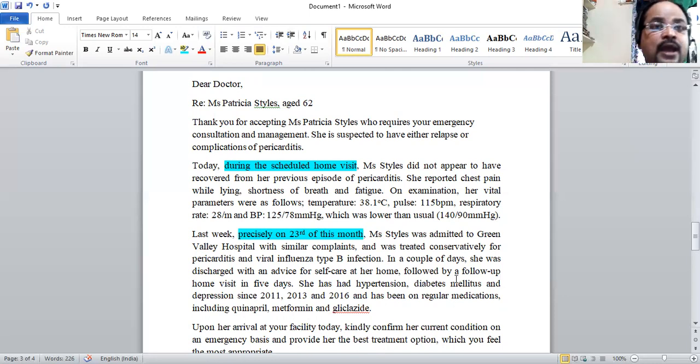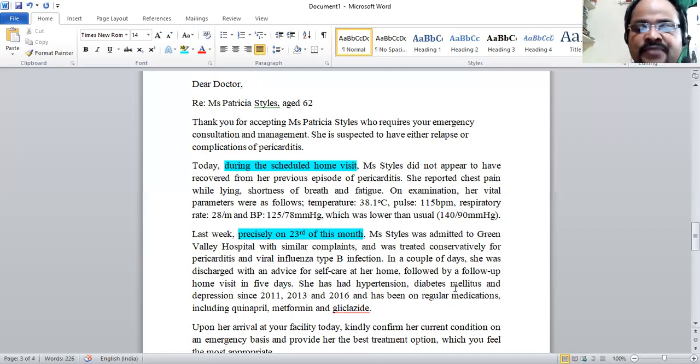Now, pertaining to her past medical history, her remote medical history, she has had hypertension, diabetes mellitus, and depression, and the years are given there, and has been on regular medications, including quinapril, metformin, and glucosamine. The dosage is not mentioned; we have just given the names of the medications, which are continuing for hypertension, diabetes mellitus, and depression.